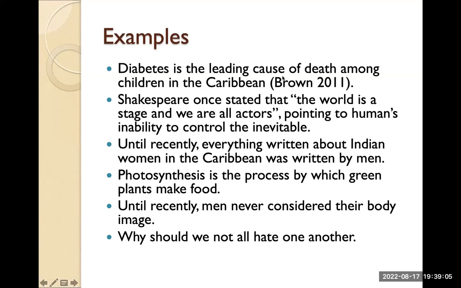Diabetes is the leading cause of death among children in the Caribbean. What we'll probably do is try to write examples that are more specific to the course. Shakespeare once stated that the world is a stage and we're all actors, pointing to humans' inability to control the inevitable. Until recently, everything written about Indian women in the Caribbean was written by men. Photosynthesis is the process by which green plants make food. Until recently, men never considered their body image. And the other one is, why should we not all hate one another?